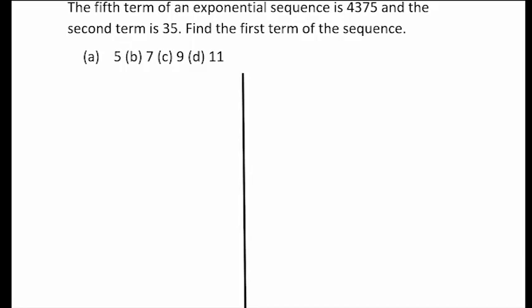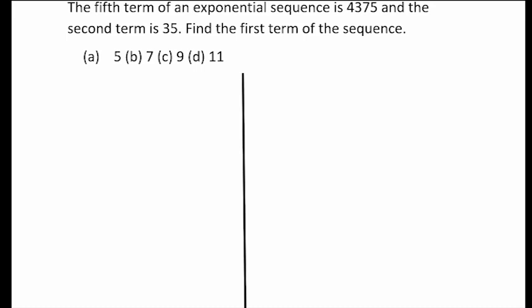The fifth term of an exponential sequence is 4375 and the second term is 35. Find the first term of the sequence. Now the first question that comes to your mind is, what does exponential sequence actually mean?